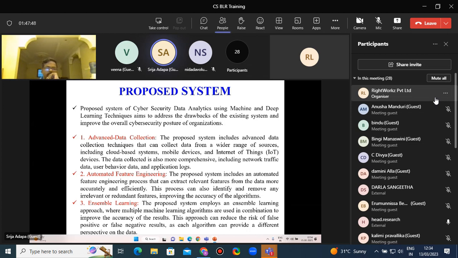The proposed system includes an automated feature engineering process that can extract relevant features from the data more accurately and efficiently. Ensemble learning: the proposed system employs an ensemble learning approach where multiple machine learning algorithms are used in combination to improve the accuracy of the results. This approach can reduce the risk of false positive or false negative results.